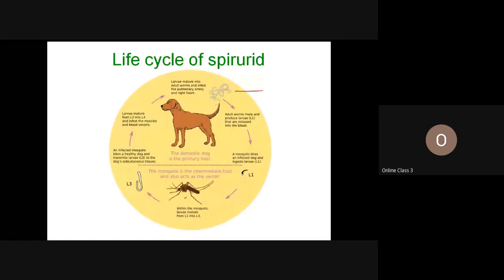So when a mosquito comes and bites, it ingests the L1. Inside the mosquito, it will develop into L2, and subsequently into L3. When the mosquito bites another host or the same host, it will inject the infective stage, and the cycle completes. So this is the life cycle of a spirurid. This is a general life cycle, and of course there are some uniqueness and differences that we can see in the systemic part.